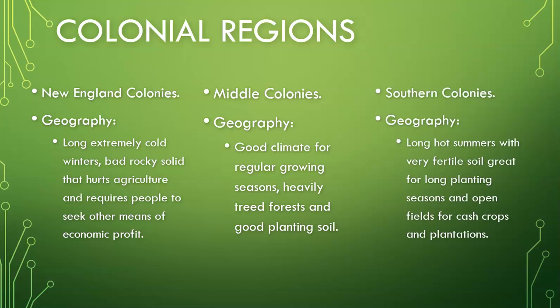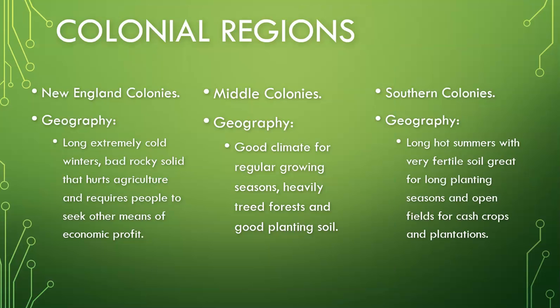Now let's talk about the geography of the territories. Why were these so different? In New England, a big part of why you don't get large-scale farms is because they can't make large-scale farms. Rocky, bad soil, horrible climate, long cold winters, bad for economic growth. You needed to do other things as far as agriculture.